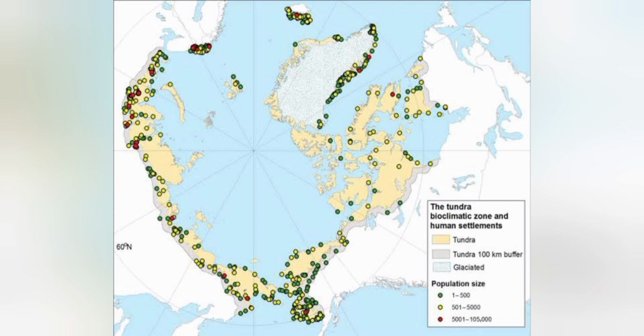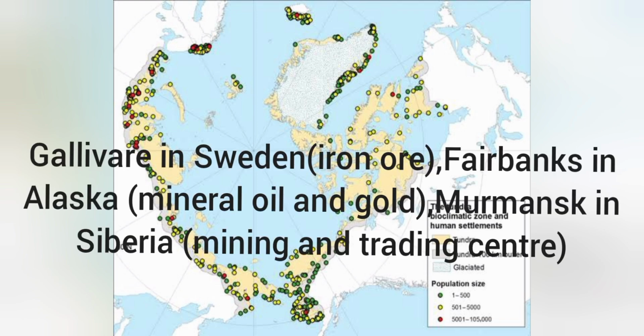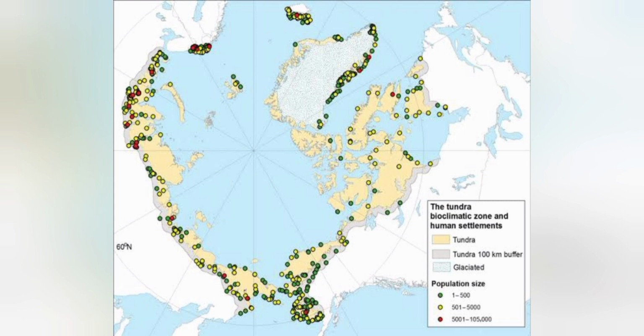Mostly the regions are isolated except for a few places like the towns which are mainly around mining areas: Gallivare in Sweden, which is known for iron ore, Fairbanks in Alaska, which is known for its mineral oil and gold, and Murmansk in Siberia, which is known for its mining and trading center. These places are more populated because they are centers of mining as well as industrialization.